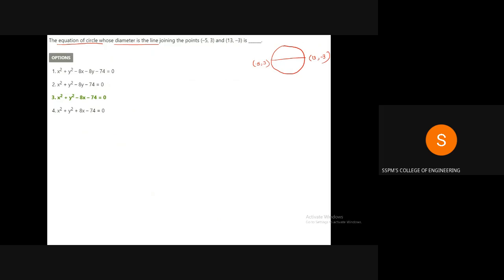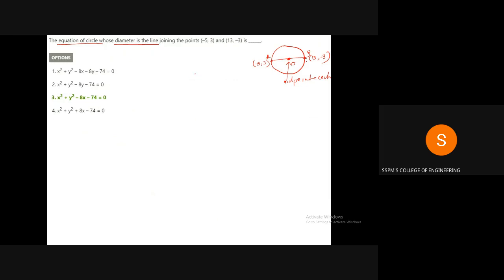So endpoints of the diameter are given. You can find the midpoint of this, and it will be the center. Then you find the distance between this center and this point. Suppose this is O. If you find O using the midpoint formula, you can simply find the value of OA or OB in order to find the radius.